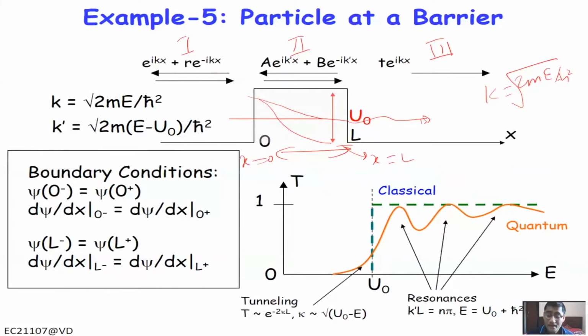No. See, when its kinetic energy is not positive, because E is less than U naught, the kinetic energy is negative. That is not possible, so it cannot propagate inside. But because it's a wave function, we have the inherent property that position and momentum cannot be determined more accurately than a certain limit, h bar by 2. So that means there's a finite probability of the electron entering inside the barrier, but it is not propagating.